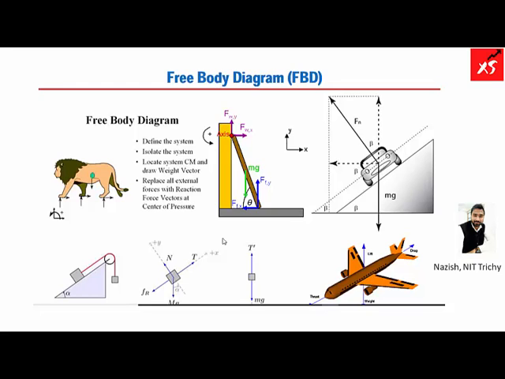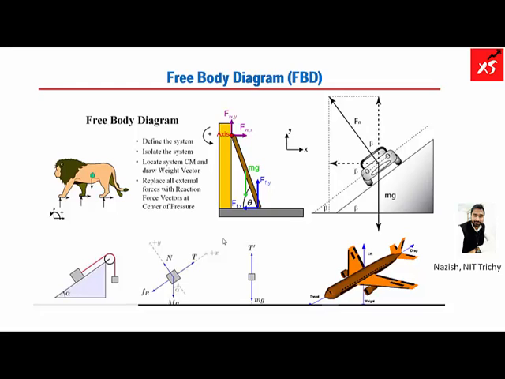Now let's try to understand how we are going to draw a free body diagram. To draw a free body diagram, we need to isolate the body from the system and we need to represent all the forces on that particular body. Let's take an example over here: a car resting on an inclined plane.